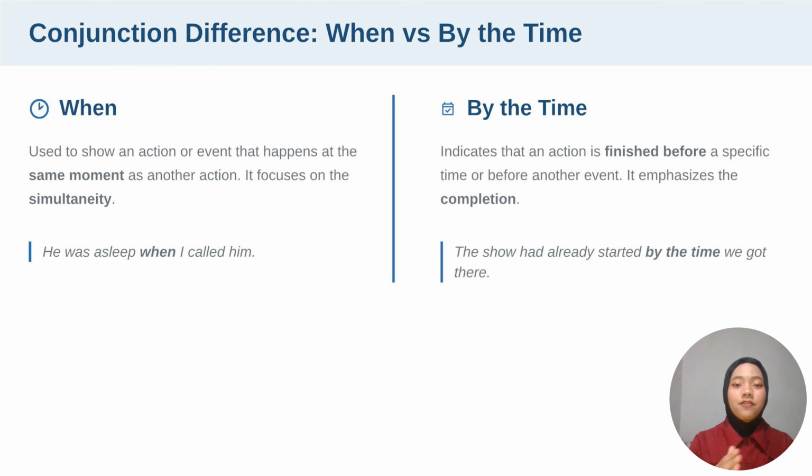Now, when versus by the time. When shows two actions happening at the same moment. Example, he was asleep when I called him. Meanwhile, by the time shows that something was already finished before another event. Example, the show had already started by the time we got there. So, when focuses on the same moment, while by the time focuses on an action that is already done.